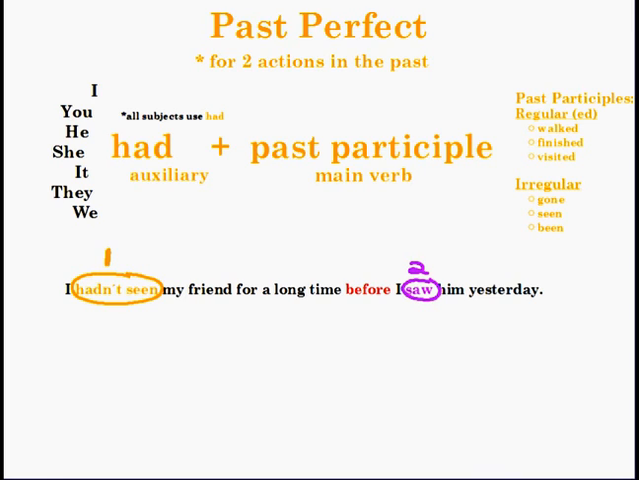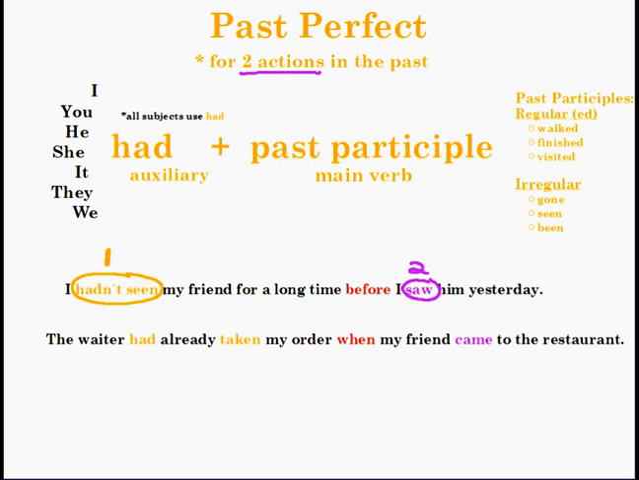So I'm always using a simple past sentence with the past perfect because the past perfect is for two actions in the past. Not for one, but for two. So let's look at another example. The waiter had already taken my order when my friend came to the restaurant. So again, in this first part, had already taken. The waiter had already taken my order.